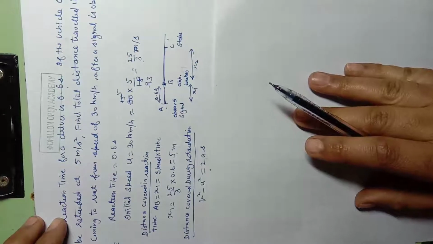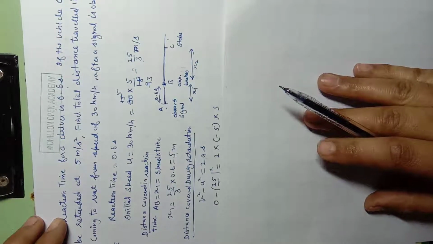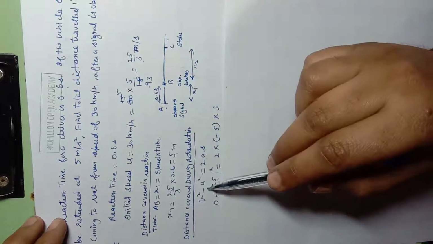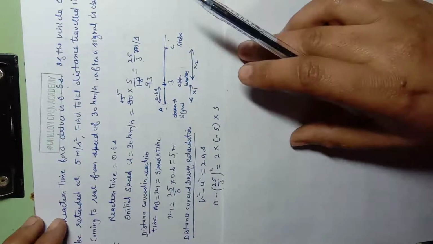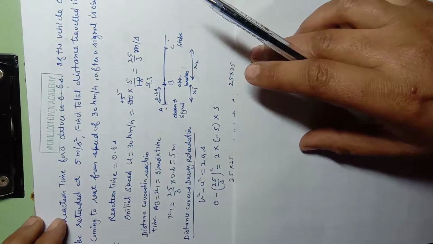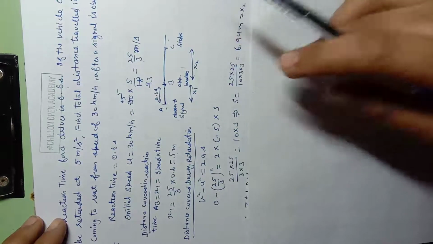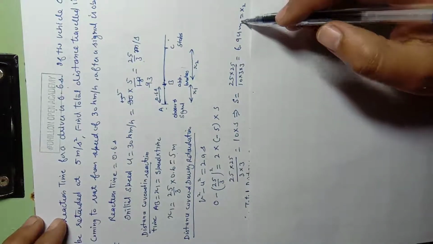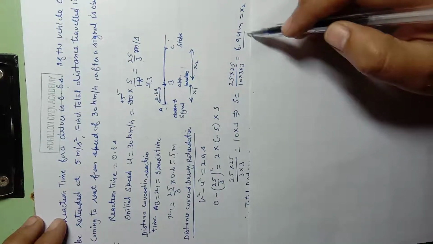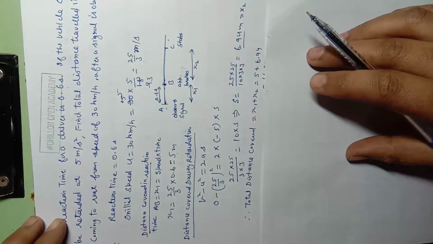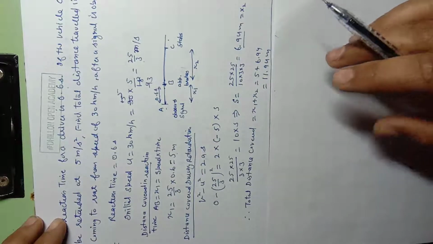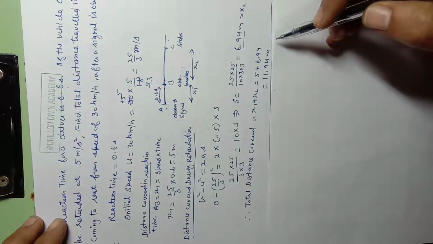Next, distance covered in the BC portion in which retardation is taking place, we can find it by using v square minus u square equal to 2as. So if we substitute the values, various values are substituted. The value of the distance BC, that is x2, comes out to be 6.94 meter. So total distance covered is x1 plus x2, 5 plus 6.94, which is 11.94 meter.